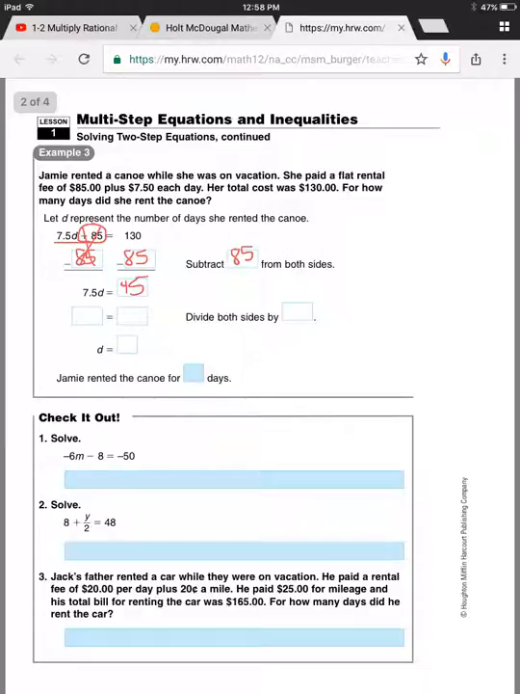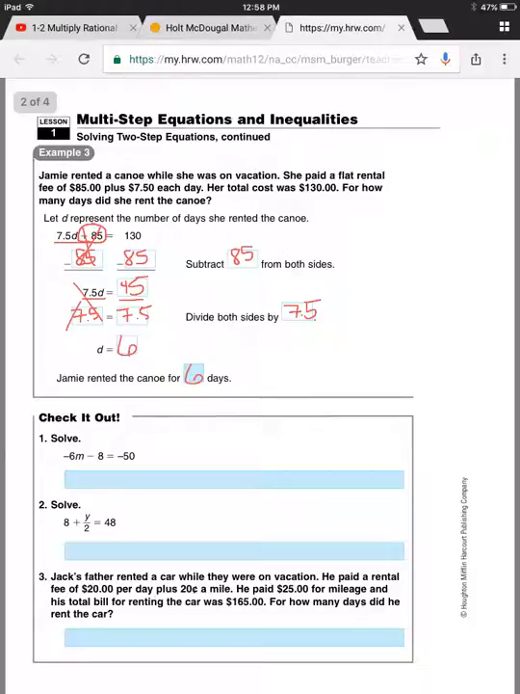Now we have a coefficient with a variable, which indicates multiplication, so we divide each side by the coefficient, so we're going to divide by 7.5. That cancels, and we bring our d straight down, and 45 divided by 7.5 is 6. So Jamie rented the canoe for 6 days.